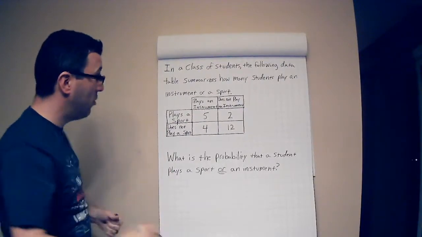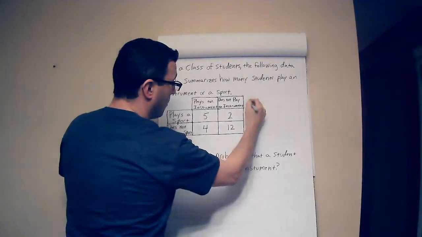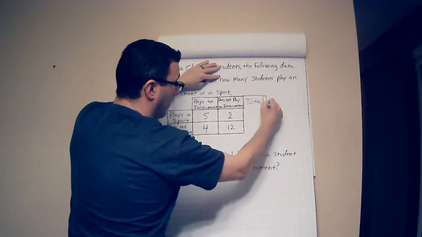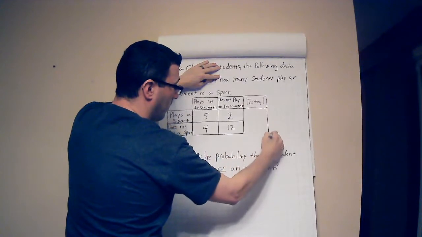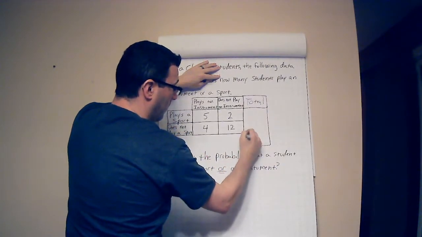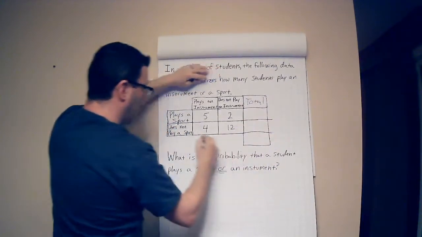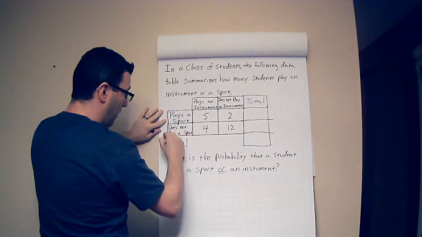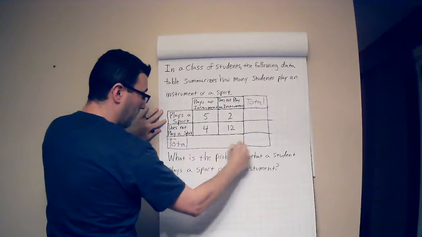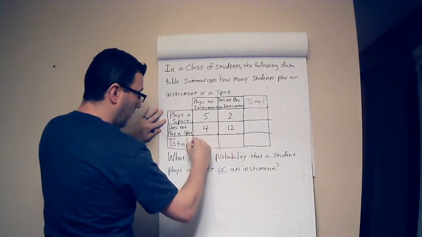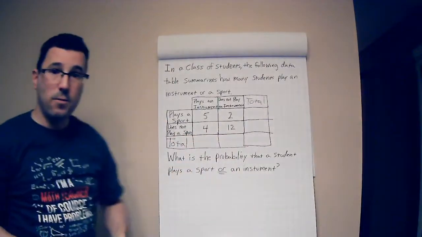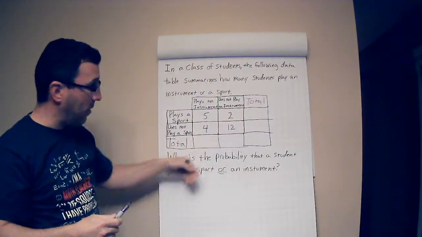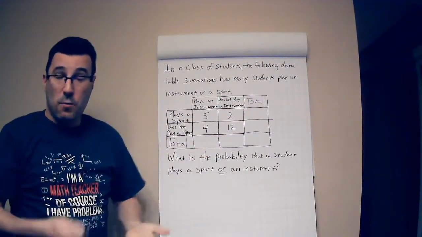So what we can do is add those. I'm going to put a total over here, and I'm going to put a total over here along the bottom. We'll add up across, we'll add up down, and then we'll figure out how many there are in total.